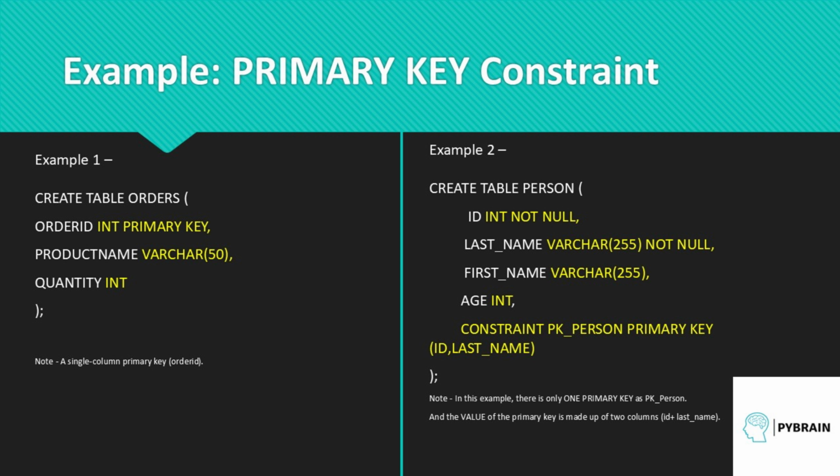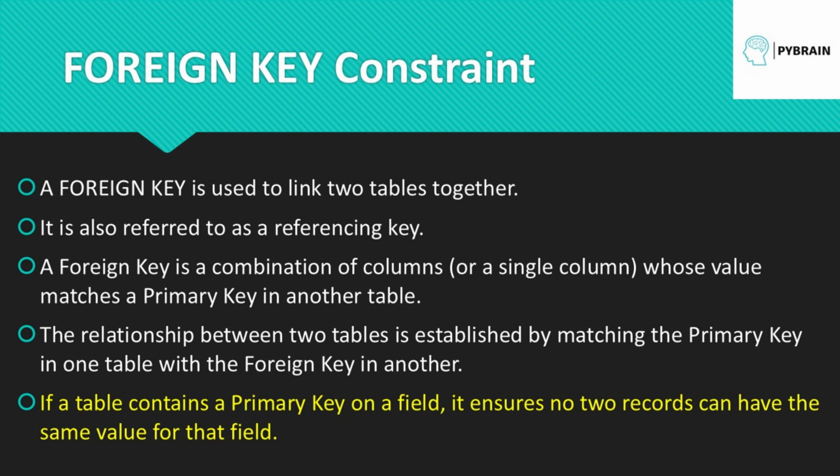On the other hand, if you insert values where ID and last name are unique, it will work perfectly, thanks to the primary key. So, primary key ensures that every record is uniquely identified and prevents duplicate entries. Now, let's talk about foreign key, one of the key concepts for establishing relationships between tables. It allows you to link tables together, making your database more structured and efficient.